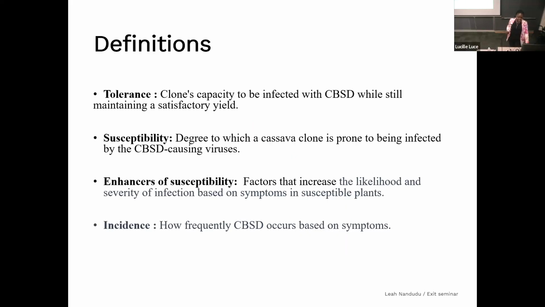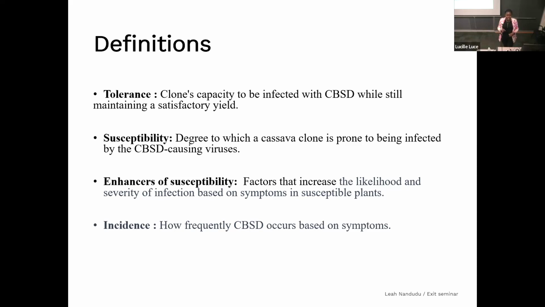So moving ahead, I will talk about definitions because as someone who works with both breeders and pathologists, it's important to define the context of things that I'll be talking about. So if I talk about tolerance, it means the ability or the capacity of a clone to be infected, but still give satisfactory yield to breeders. When I talk about susceptibility, this clone has the ability to get CBSD, but the disease varies or the expression of symptoms varies.